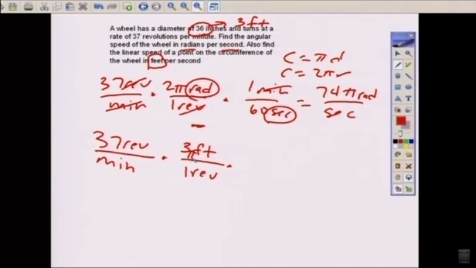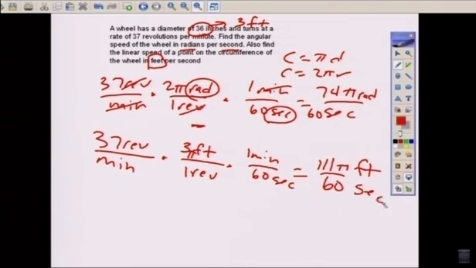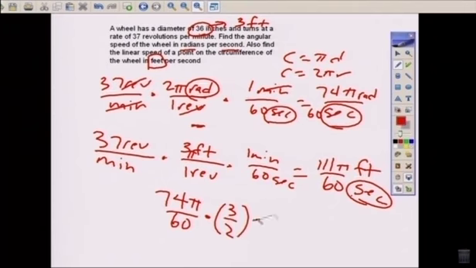Circumference is pi times diameter. And I want to go 1 minute per 60 seconds. When I look at this value, it's 111 pi over 60. I forgot that 60 up there. Please make a note in your notes that it's 74 pi radians over 60 seconds, and this would be feet per second. I will notice that if I'm looking at the linear speed in seconds compared to the angular speed in seconds, if I took that angular speed, 74 pi over 60, and multiplied it by our radius of 3/2, that is equivalent to my linear speed.